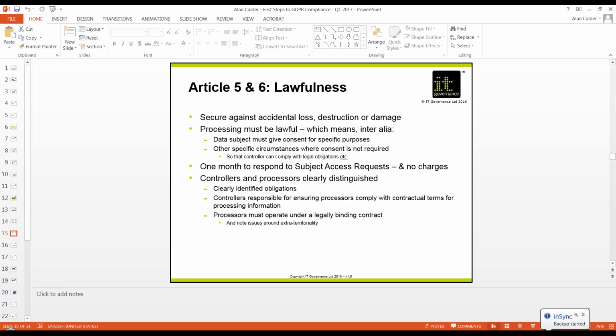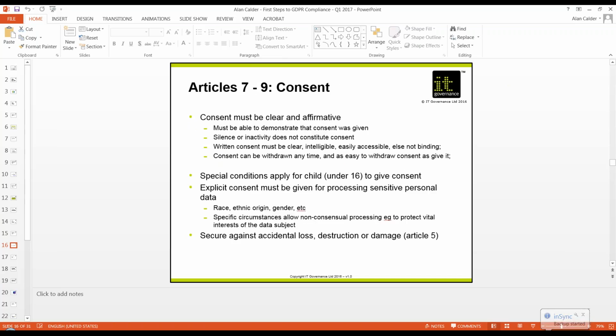Controllers and processors are clearly distinguished. While a controller can also be a processor, processors can only operate under contract from a controller. That means there are clearly identified obligations on processors. If processors are operating outside of the terms of a contract, they'll be in breach of GDPR, so it must be legally binding, and it's up to the data controller to ensure that they have an appropriate contract in place and that the processor they've selected is in fact capable of performing in line with requirements.